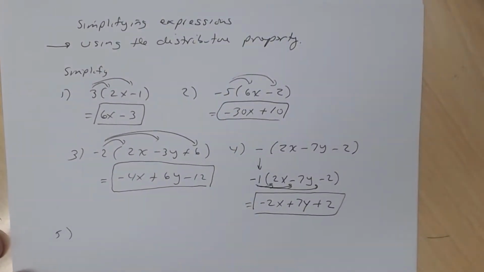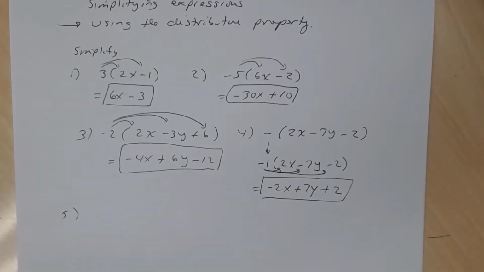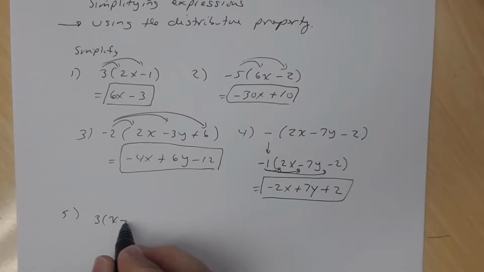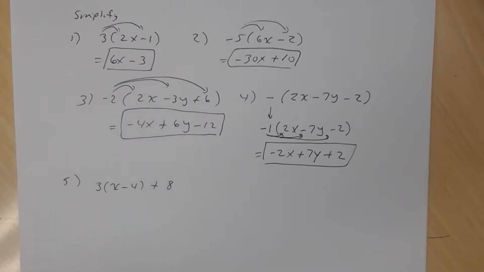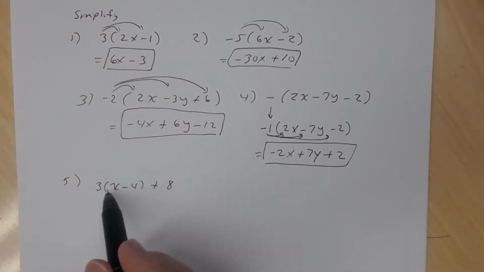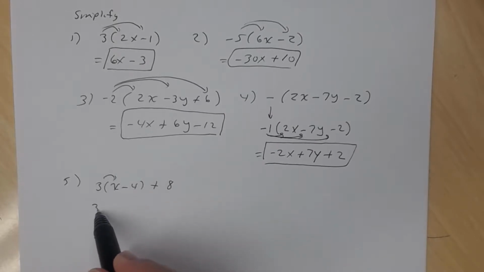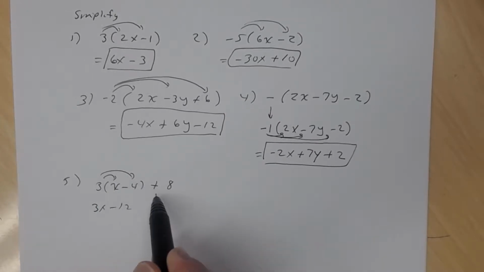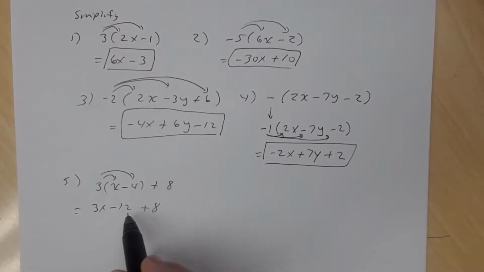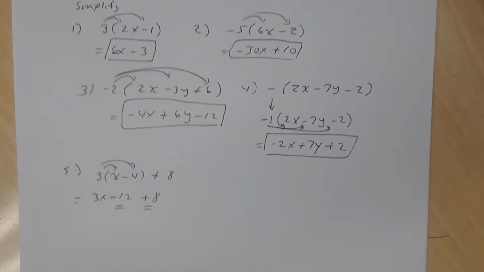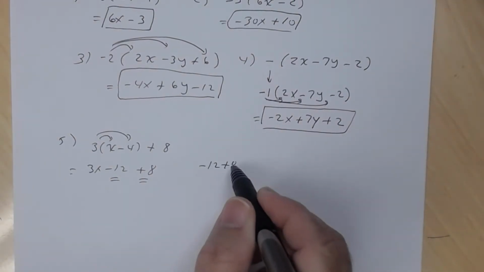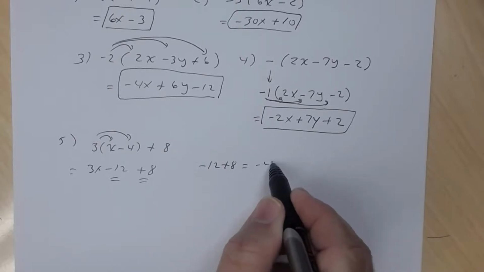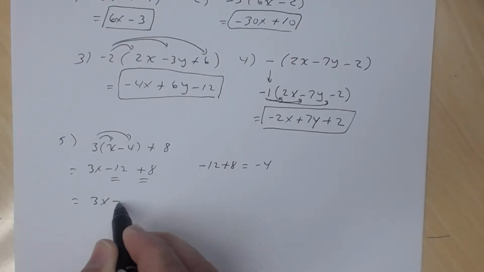Okay, let's look at number 5. Suppose we had 3 times (x minus 4) plus 8. Here I need to get rid of the parentheses, so I'm going to use the distributive property. 3 times x is 3x. 3 times a negative 4 is a negative 12, but don't forget that plus 8. Now I have 3 terms, and I can combine these constants. This is where you start combining like terms. If you don't remember how to add signed numbers, use your calculator. Negative 12 plus 8 is a negative 4. So the answer becomes 3x minus 4.